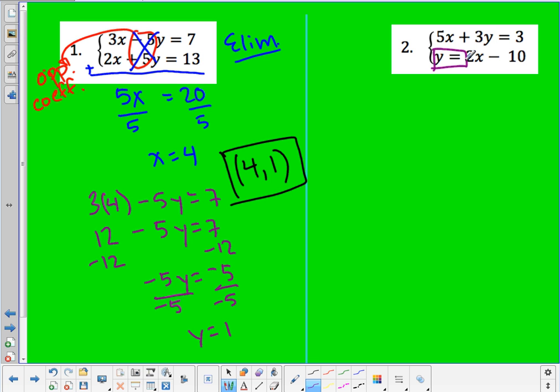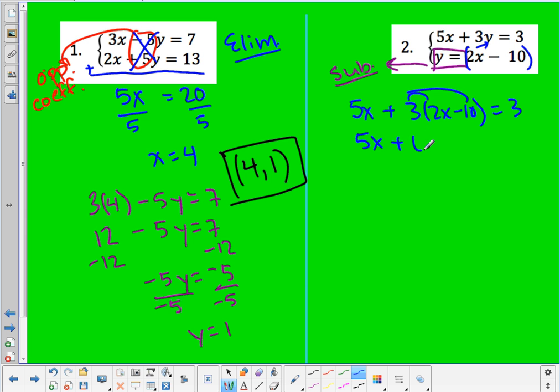Okay? Y equals, that's a variable alone. That right there is going to tell me that I should use substitution. That substitution is going to be really convenient and easy for me to use. So I take this 2x minus 10 and I plug it in for y in the first equation. That gives me 5x plus 3 times 2x minus 10 is equal to 3. So distribute that 3, you've got 5x plus 6x minus 30 is equal to 3.